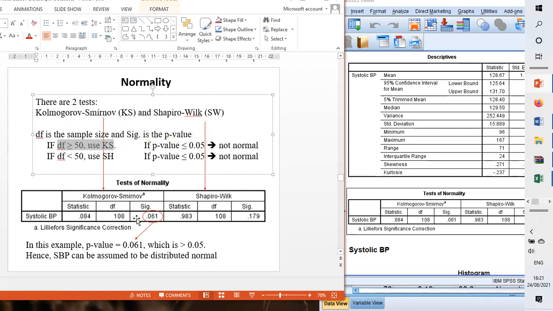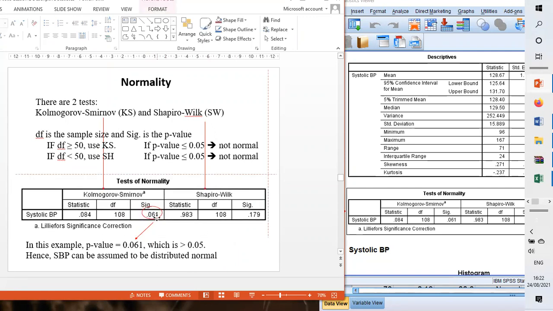In this case, what is the sample size? 108, right? Is it more than 50? Yes. Then use KS. Right, choose this. Next column, Sig, actually is called the p-value. So later, don't say Sig, you just say p-value. Now this p-value here, is it more than or less than 0.05? More than 0.05.